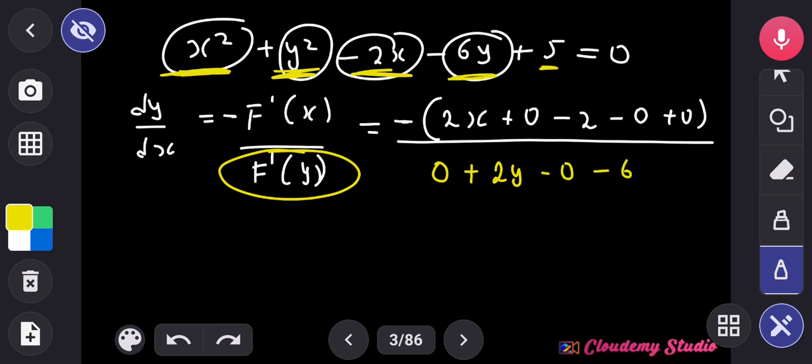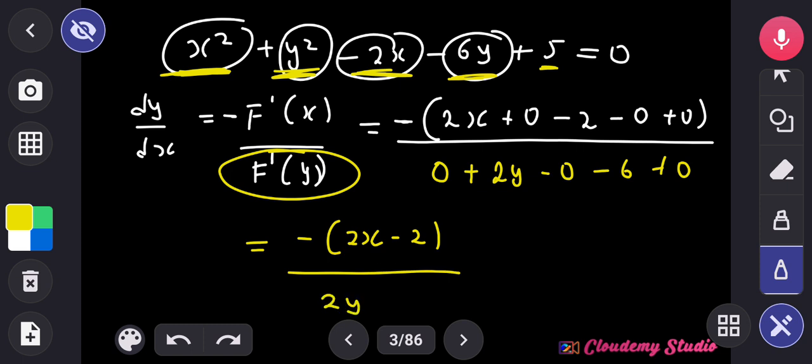And the constant number is going to give us 0. And this is our answer. You have gotten your answer like that. 0, everything goes. That is minus into bracket 2x minus 2, everything divided by 2y minus 6. That is our answer. Just one step solving, you understand? So it's not difficult. Implicit function is not difficult at all. Understand? Implicit function is not difficult at all.